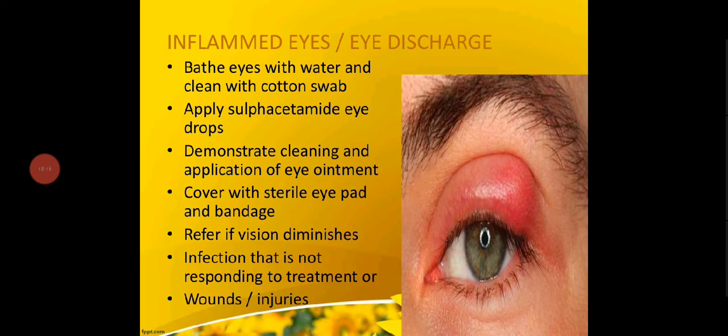An infection that is not responding to treatment, or wounds and injuries: if there are wounds and injuries and the infection is not responding to any treatment, you can refer to the hospital.